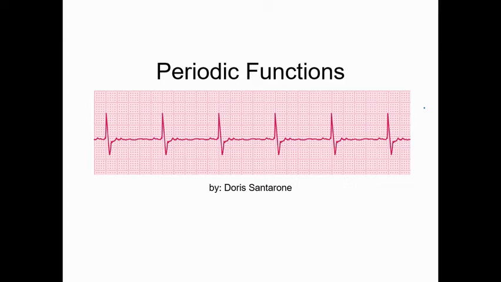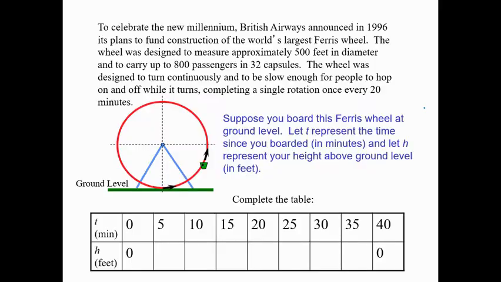Functions, and we're going to do some real world examples. All right, our first example that we're going to look at is to celebrate the new millennium. British Airways announced in 1996 it plans to fund construction of the world's largest Ferris wheel. The wheel was designed to measure approximately 500 feet in diameter. That's pretty important for what we need, and to carry up to 80 passengers and 32 capsules.